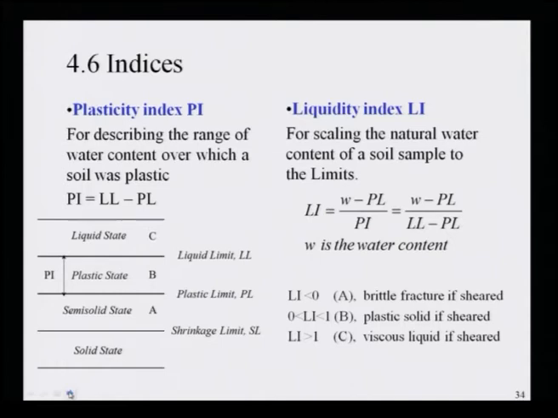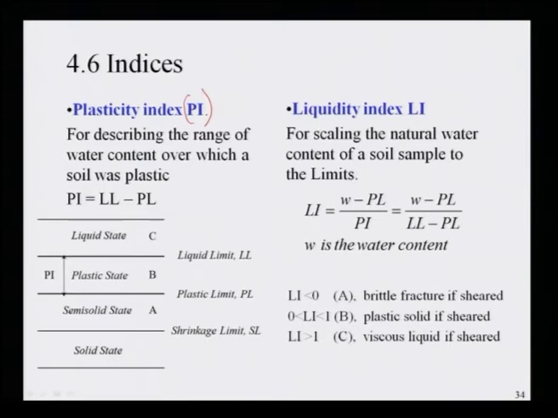With these limits, what are the parameters or indices we are supposed to get? First one is your plasticity index, that is called PI. If it is named PI, it means plasticity index. It describes the range of water content over which the soil is plastic. So, plasticity index is liquid limit minus plastic limit. Basically it shows the plastic state of the soil.